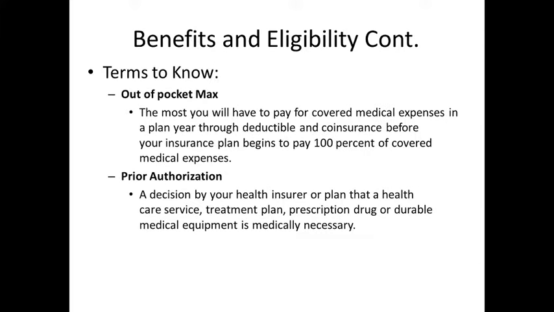Out-of-pocket max. An out-of-pocket max is the most a patient will have to pay for a covered medical expense in a plan year through deductible and coinsurance before the insurance plan begins to pay 100%. So once the patient reaches their deductible, like I said before, let's pretend it's $1,000. They meet their deductible. Now let's say they have a copayment of $30. So now they have to pay $30, $30, $30 until they reach their out-of-pocket max. Once they reach their out-of-pocket max and their deductible, now their insurance will pay 100%.